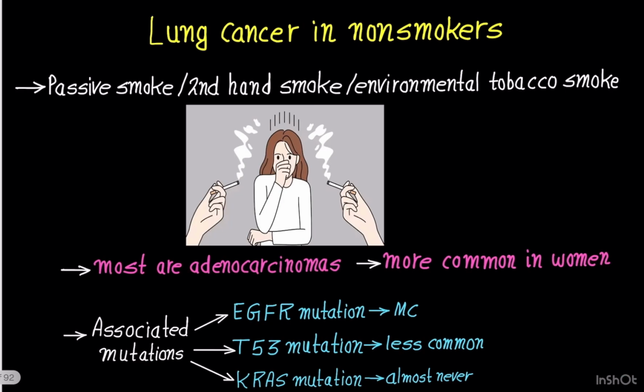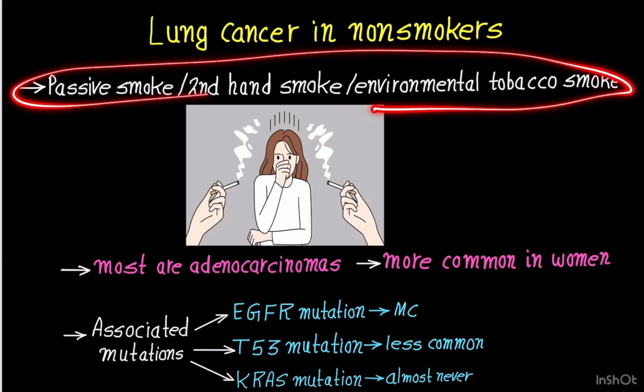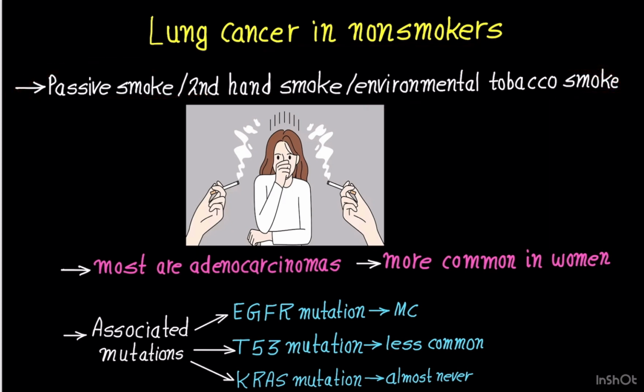Then, lung cancer in non-smokers. See, non-smokers can develop lung cancer as a result of passive smoke, or second-hand smoke, or environmental tobacco smoke. Or they can also develop lung cancer as a result of radon gas present in air pollution and asbestos exposure, right? So plenty of reasons are again there. Passive smoke or second-hand smoke is basically when some other person is smoking and you are inhaling that smoke, then you are also at a risk of developing lung cancer, right?